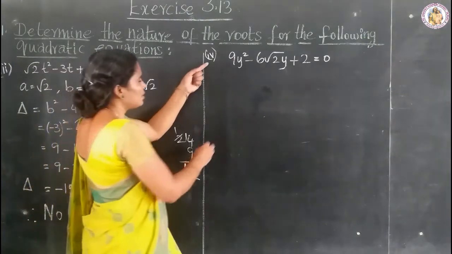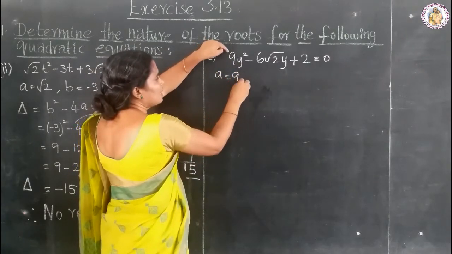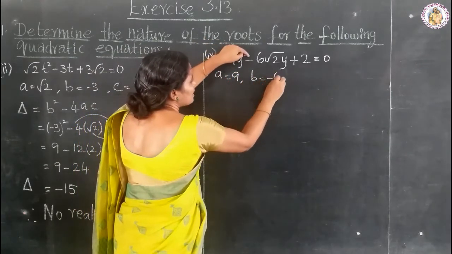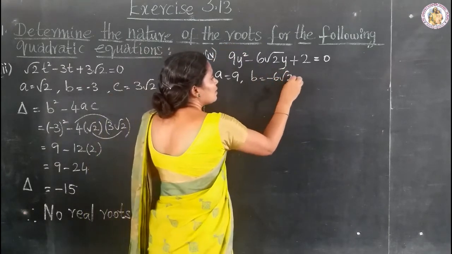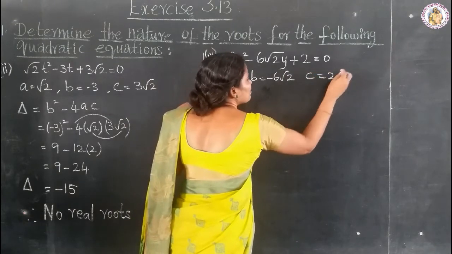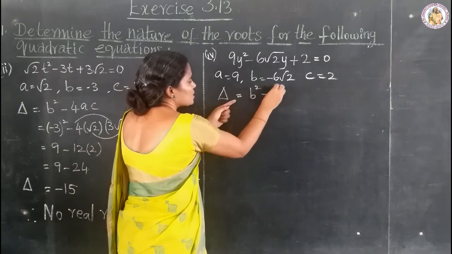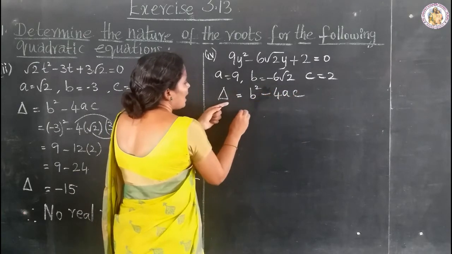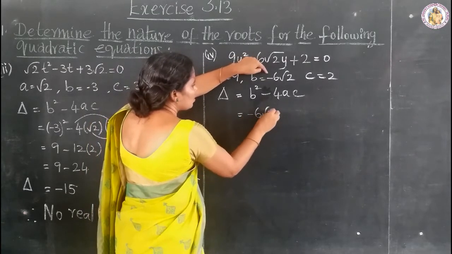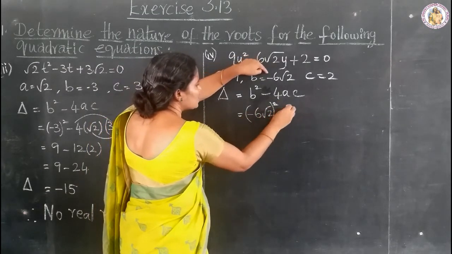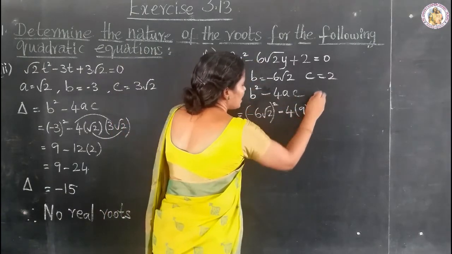And question number 4. A is equal to coefficient of y square is equal to 9 and B is equal to coefficient of y is minus 6 root 2 and C is equal to 2. Now write discriminant is equal to B square minus 4AC. B square, so it is minus 6 root 2 whole square minus 4A, that is 9, and C is 2.